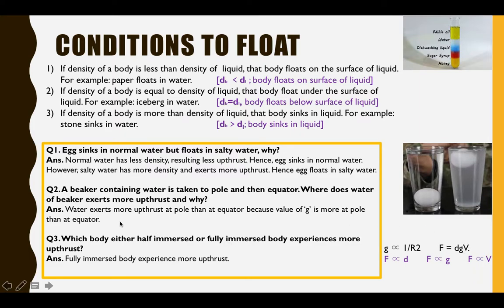So the answer is water exerts more upthrust at the pole than at the equator because the value of g is more at the pole than at the equator.